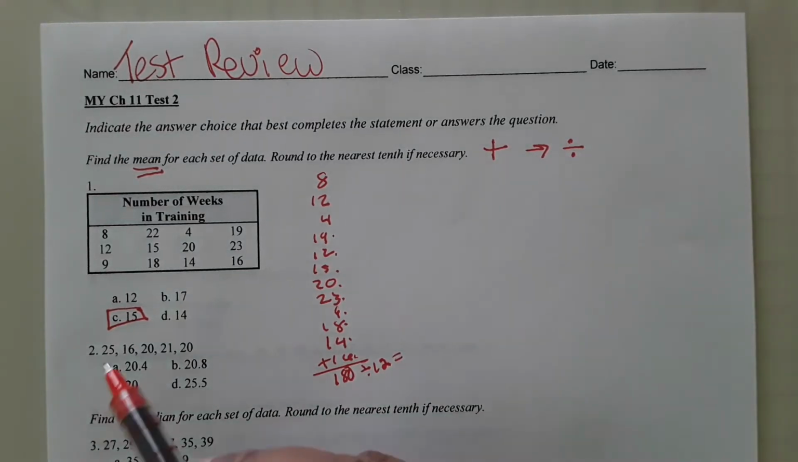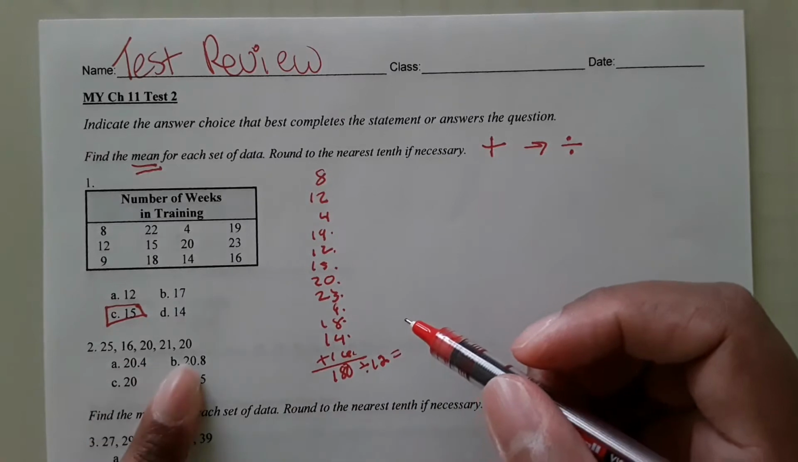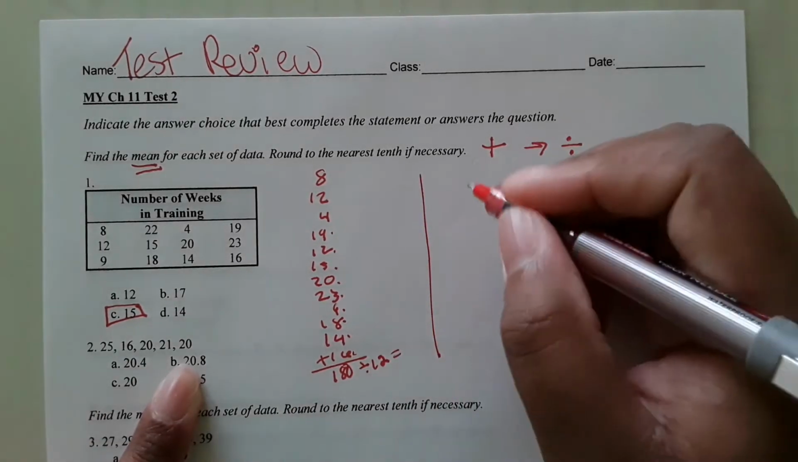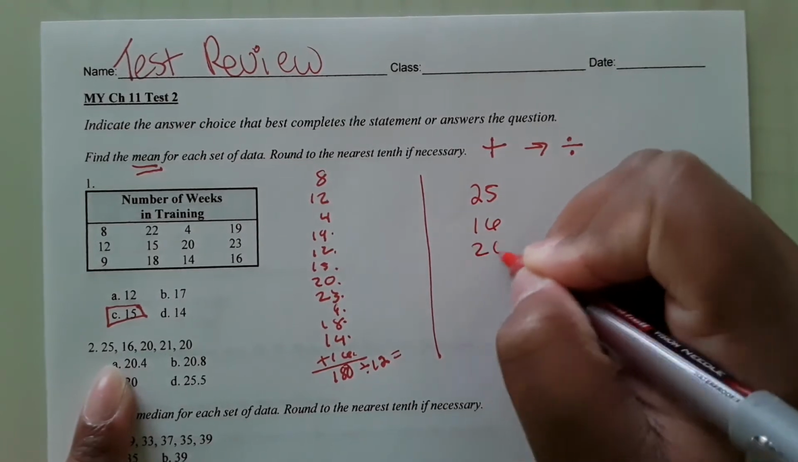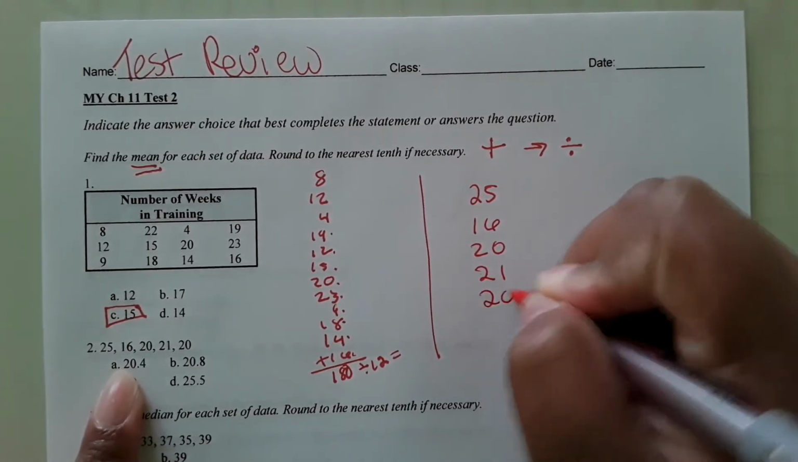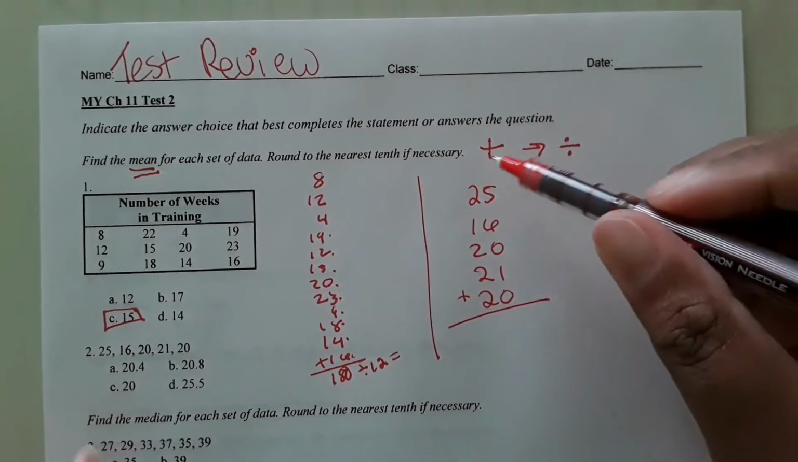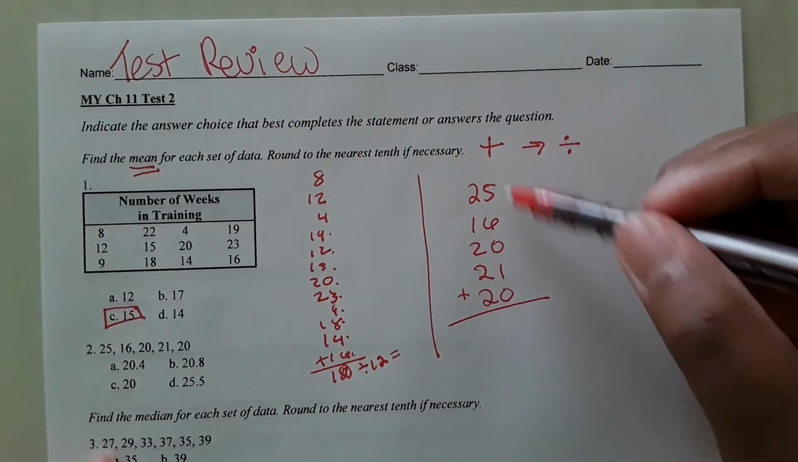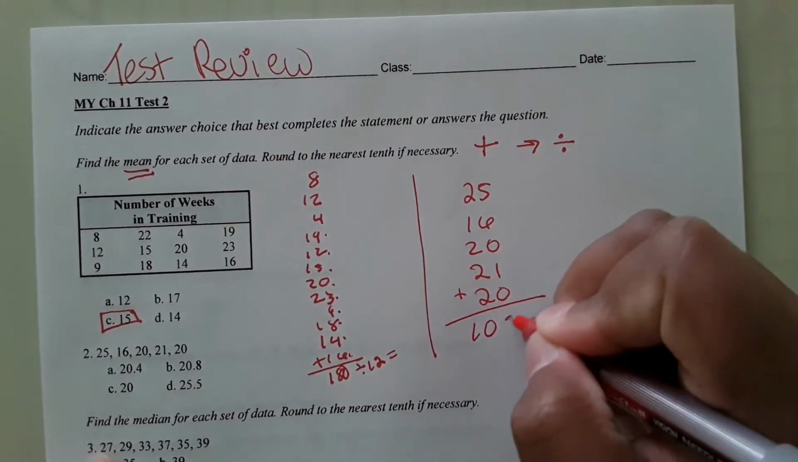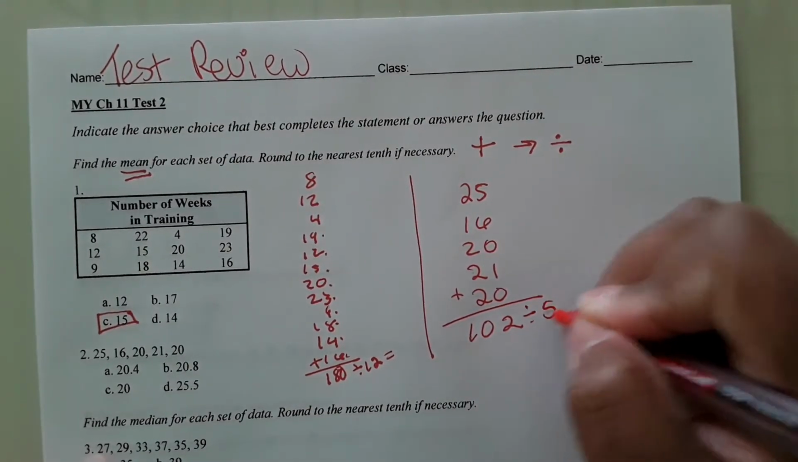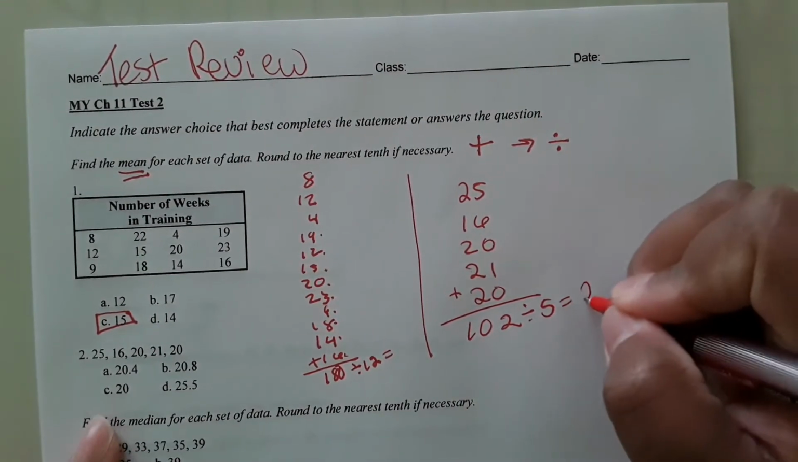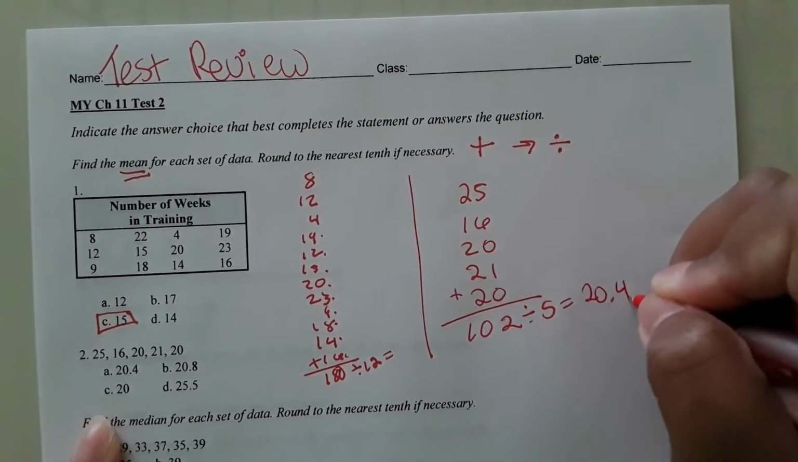Next, number 2, we had our set. This one includes 5. I'm going to do that over here. So we added together 25, 16, 20, 21, and 20 as well. Again, first step for finding mean or average is to add all your numbers up. You get 102, and then divide. There are 5 numbers in the set, so you're dividing by 5. The answer comes to 20 and 4/10.